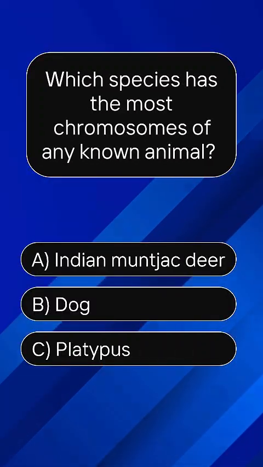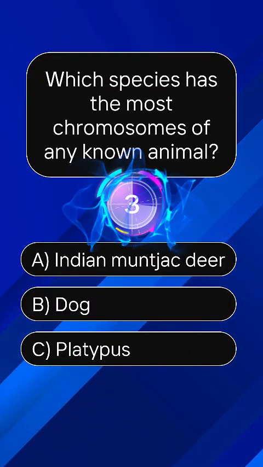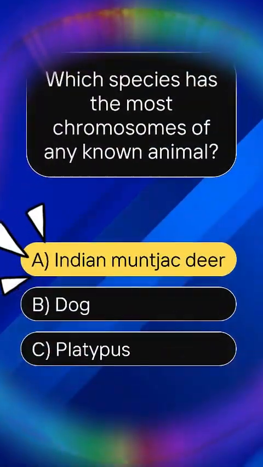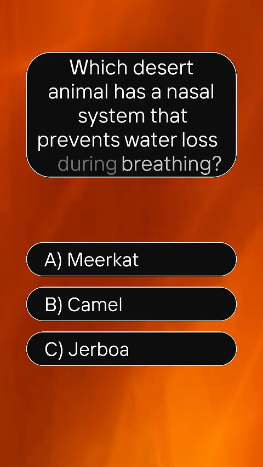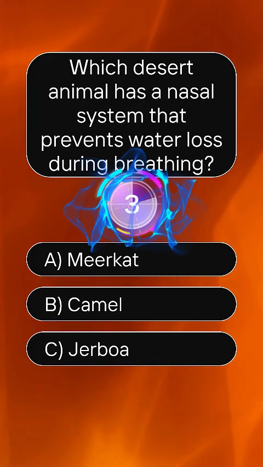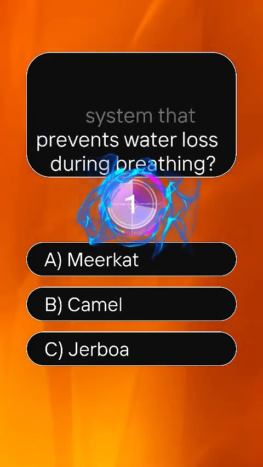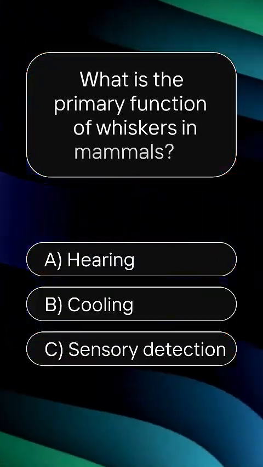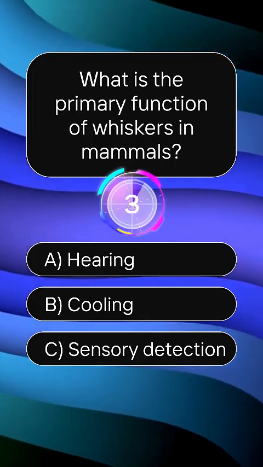Which species has the most chromosomes of any known animal? Answer A, Indian muntjac deer. Which desert animal has a nasal system that prevents water loss during breathing? Answer B, camel. What is the primary function of whiskers in mammals?